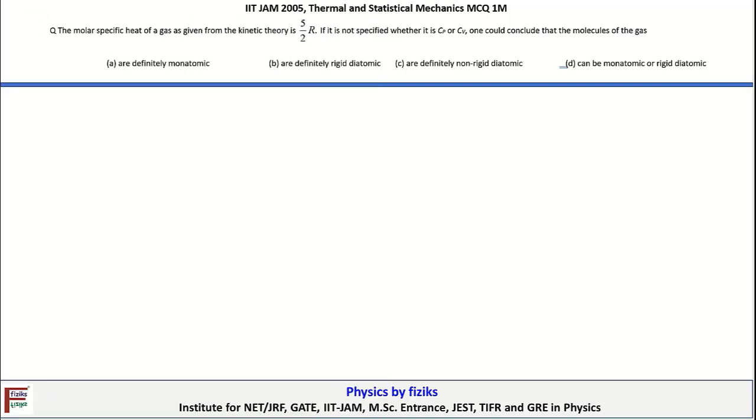So in this video we are going to discuss the question which appeared in the IIT-JAM 2005 examination. We are going to discuss the question in thermal and statistical mechanics. The first question is: the molar specific heat of a gas as given from kinetic theory is 5/2 R. So we are given molar specific heat C, which is equal to 5/2 R.